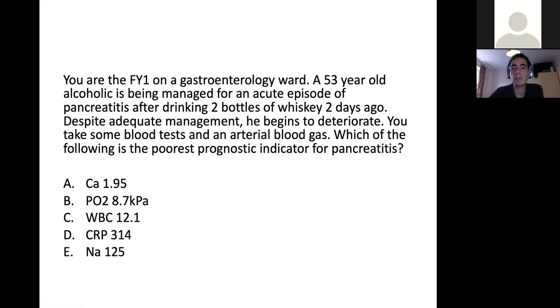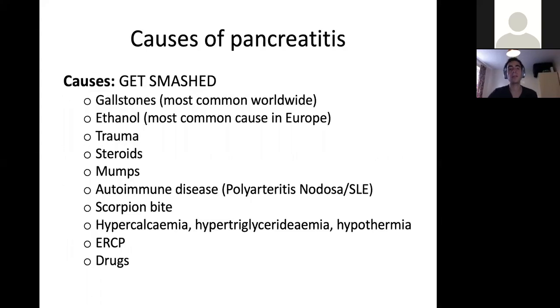So we know that it's getting worse. The question is telling us, thinking about what we are putting as indicators of a severe pancreatitis. And for that, we need to know the modified Glasgow criteria, which we'll go through in a bit. Essentially, the PO2 is borderline, the white cells are not above the threshold, and CRP and sodium are not part of the criteria. The only thing that is positive as part of the criteria is the low calcium, or the hypocalcemia. So, go through it quickly.